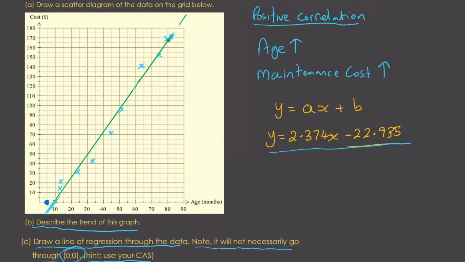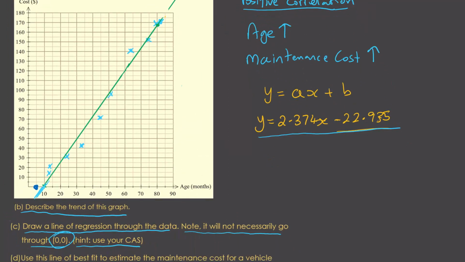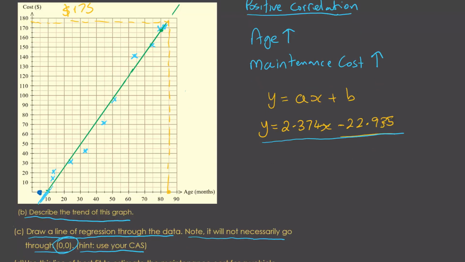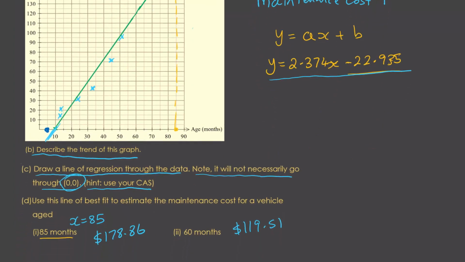If you're asked to actually use the graph to do that, then you would do that in the normal way. In that for 85, we would go to here. We would measure up to the line. And we'd measure across. And about the best we can do from that is about 175. So let's just call that 175 there, from there. But using the line of best fit is more accurate.